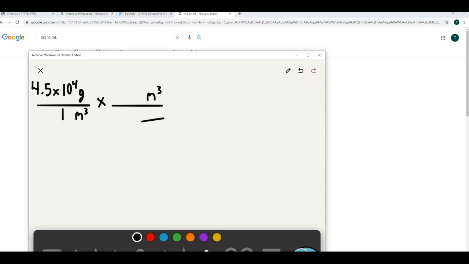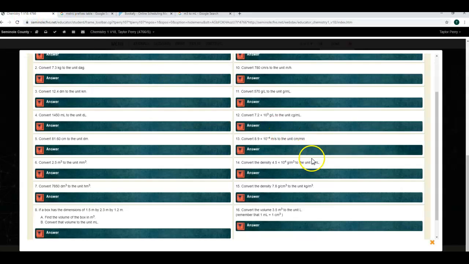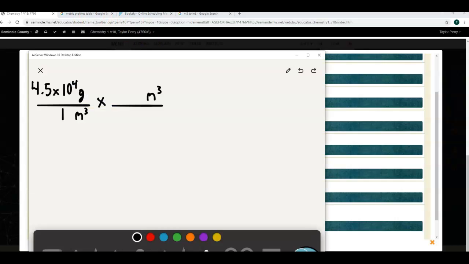So then what's gonna go down here, I wonder? Well, it's what I'm trying to find. And what am I trying to find? What's this question asking us for? I've already forgotten. Milliliters, right? Milliliters, so that's what's gonna go on the bottom.